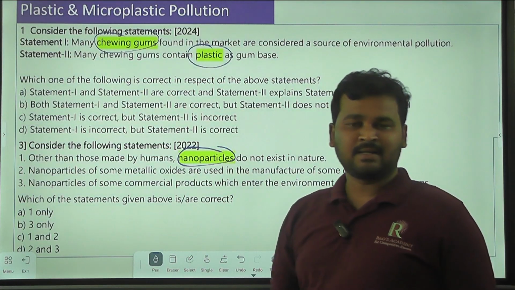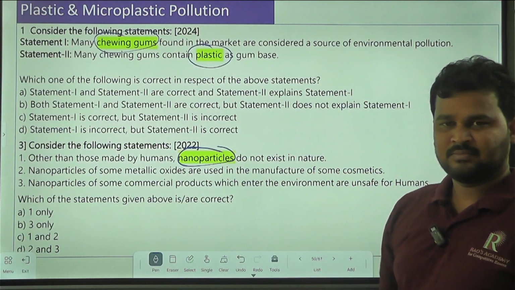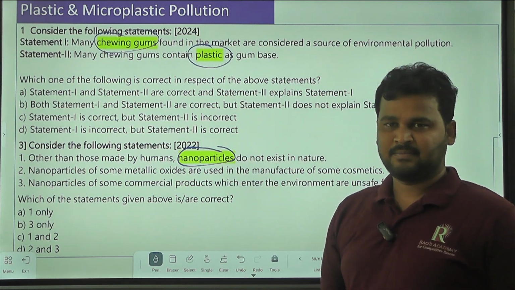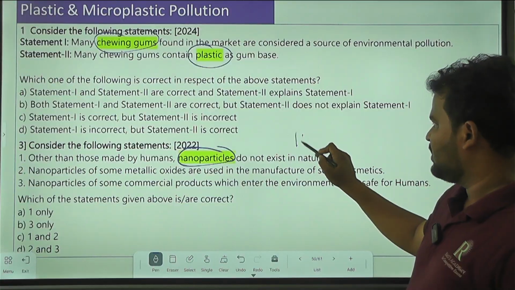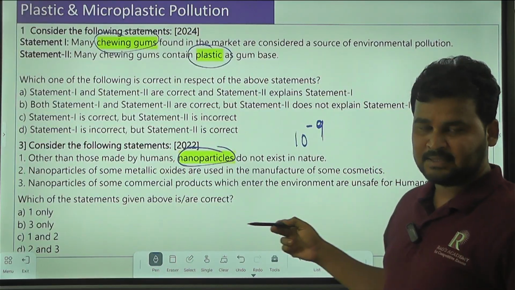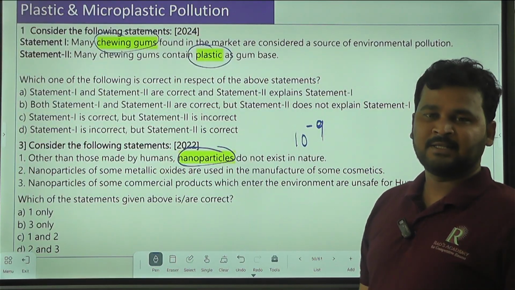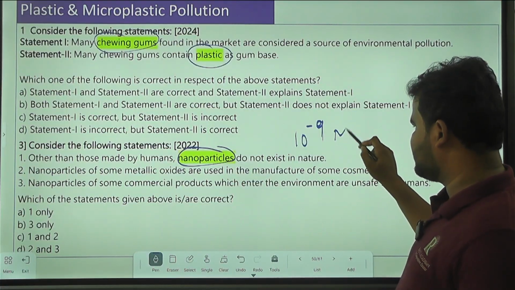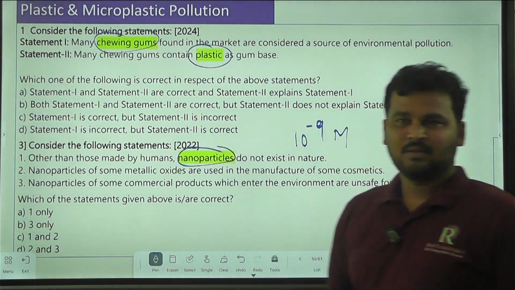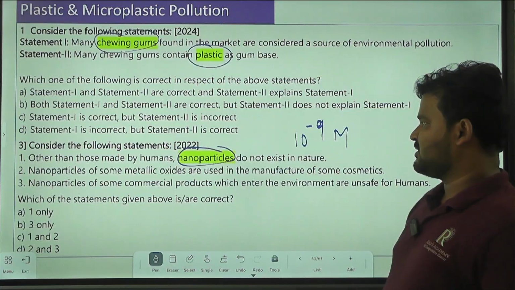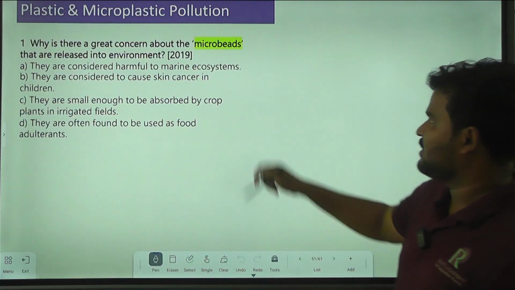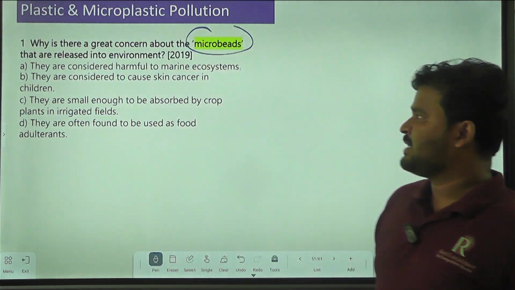Right. So nanoparticles. You can see even some plastics are in the size of nano, 10 power minus 9. Nanoparticles means what? If the particle's size is 10 power minus 9 meter, then we can call it a nanoparticle. Then after that, microbeads, plastic and microplastic.